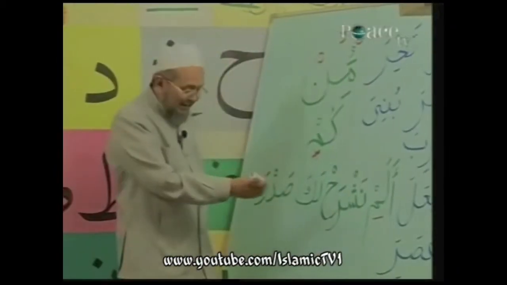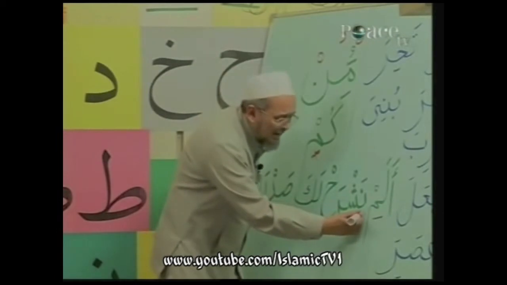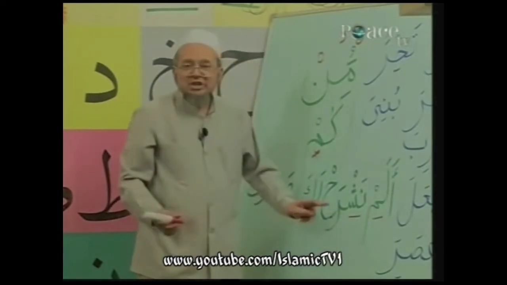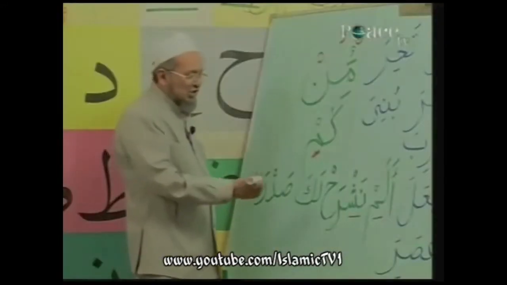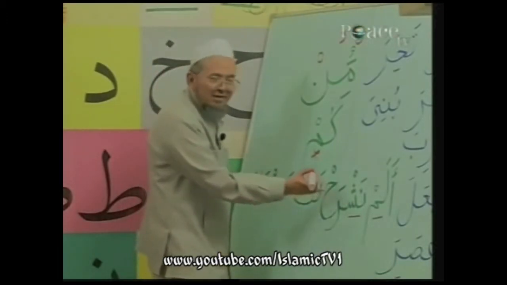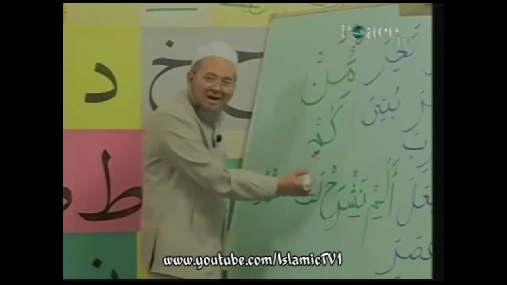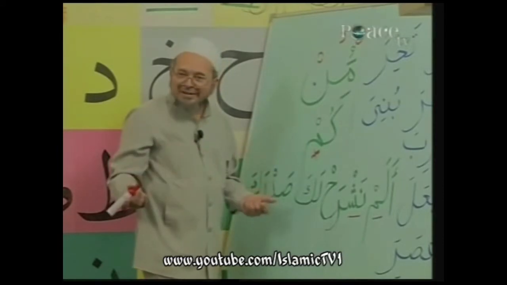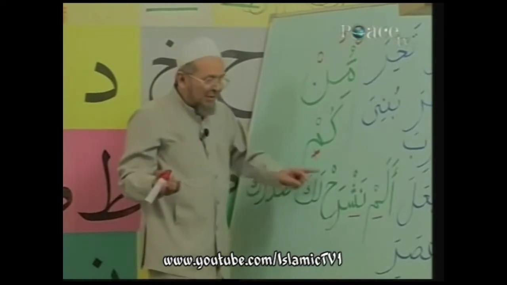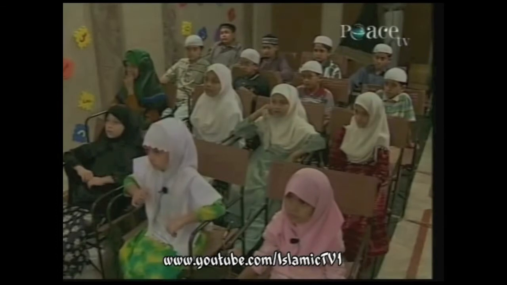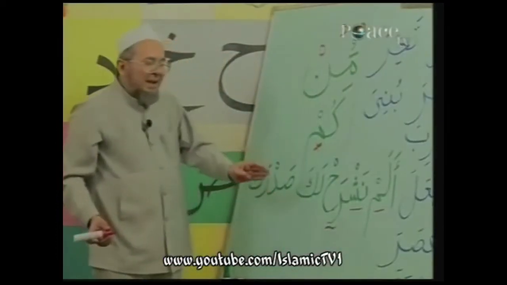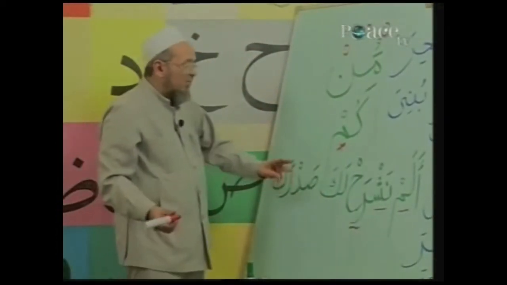Then here again, na is joining with sheen. It will become nash. And ra is mobile. Ha is immobile because it carries what? Sukoon sign. So it will become what? Rah. Alam nashrah.